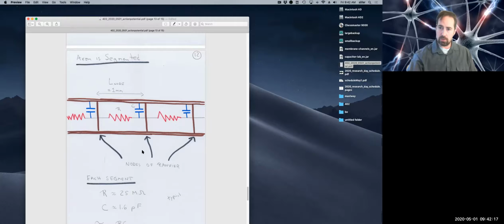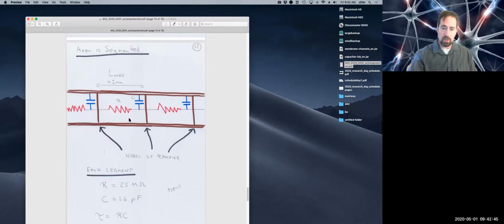But I do know resistors and capacitors, and I know each one of these little segments of this axon can be modeled as a resistor and a capacitor in the same way that we did with a cell. Whether it makes any sense or not, we have to leave that to the end to see, hey, does this make any sense in the end? But I can model anything I want as a resistor and a capacitor if it has resistance and capacitance, and they do.